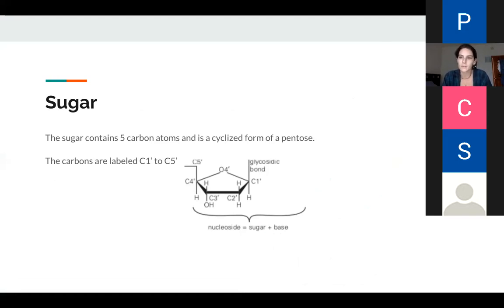The carbons are labeled C1' to C5', starting with the carbon at the glycosidic bond. You can just memorize this, but it's going to be useful to know the numbering of the carbons because a lot of times someone will reference it as a substituent of the C2 carbon or the C3 carbon. So that's something important to remember.